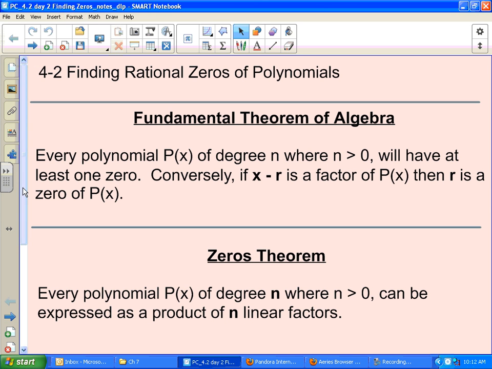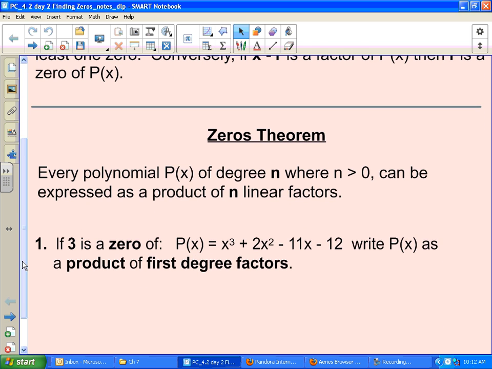People. There it is. Look at it. Lovely. Fundamentals, theorems, zero theorems.